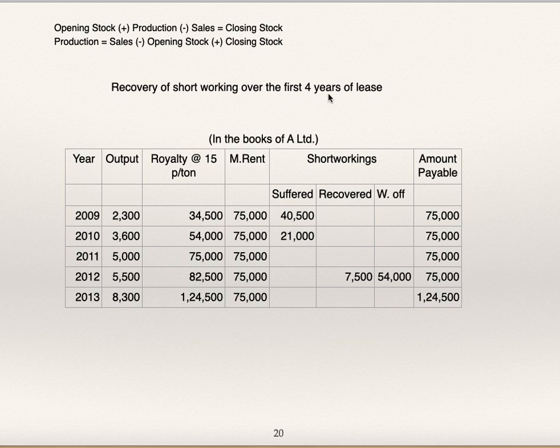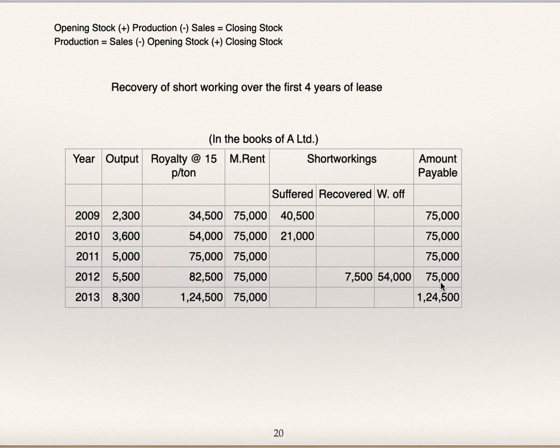Now, recovery of short working is allowed in the first 4 years of the lease. So after this, if he suffers in any year, he has to write it off then and there itself. Now 7,500 only he could recover, so the remaining is to be written off. So 40,500 plus 21,000, that much he has suffered. Add these two. From that, recovery is 7,500. So the remaining amount is to be written off. 40,500 plus 21,000 minus 7,500 is 54,000, which is to be written off.